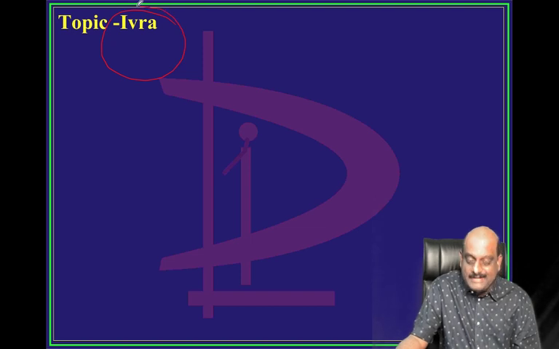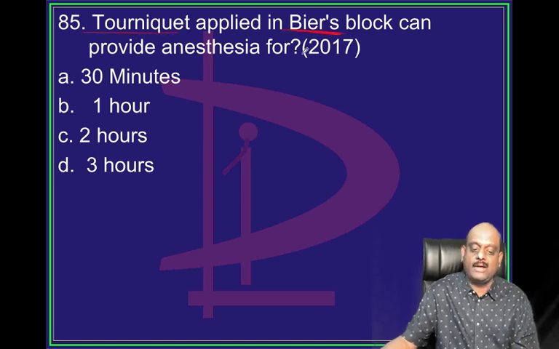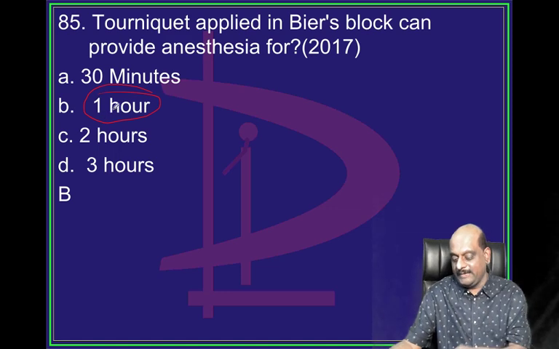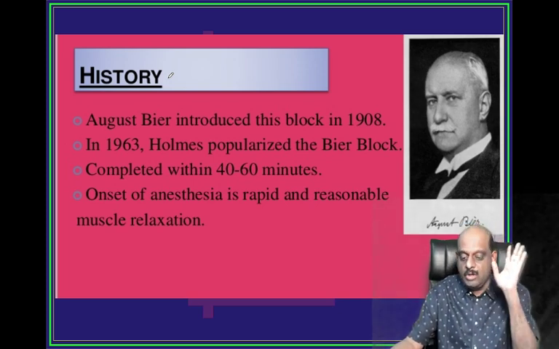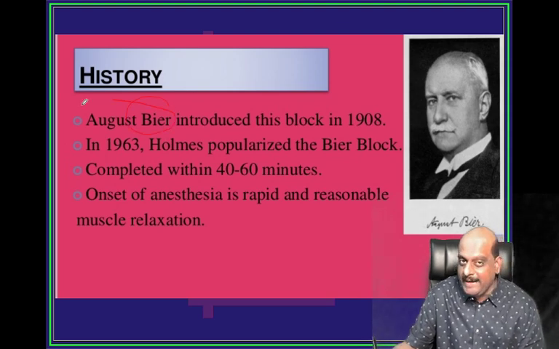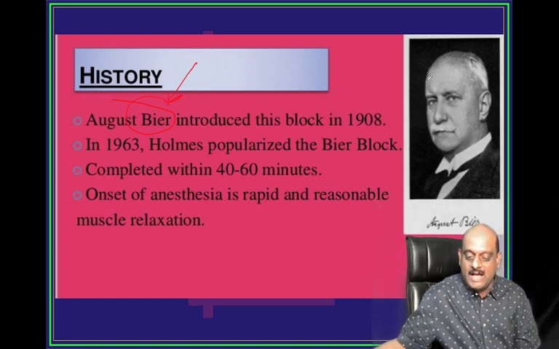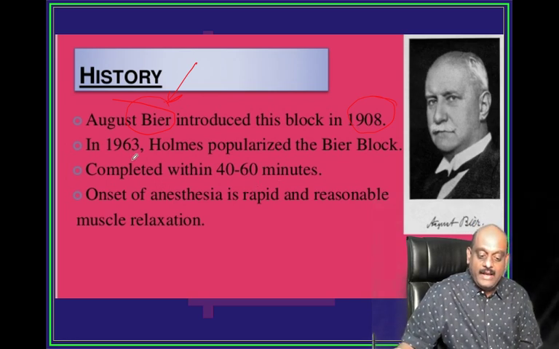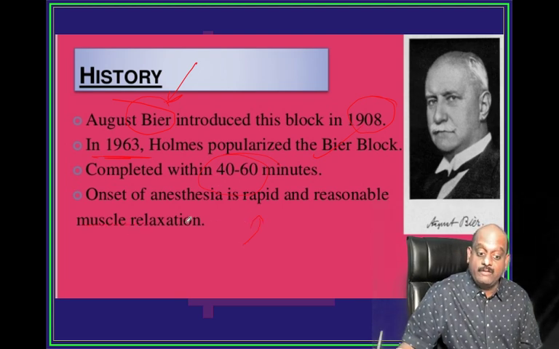Now, intravenous regional anesthesia is the next favorite topic. Tourniquet is applied in Bier's block and it can provide anesthesia for 1 hour. Let us discuss a few points about Bier's block. August Bier discovered it in 1908. It has been 112 years. In 1963, Holmes popularized Bier's block. It is completed within 40 to 60 minutes. Anesthesia is rapid and it also provides good muscle relaxation.